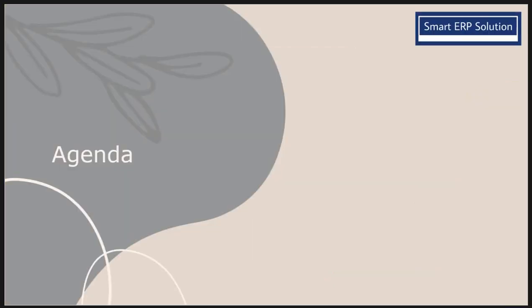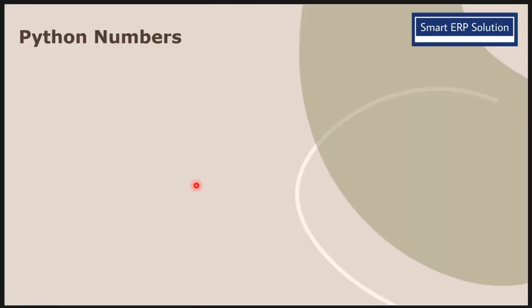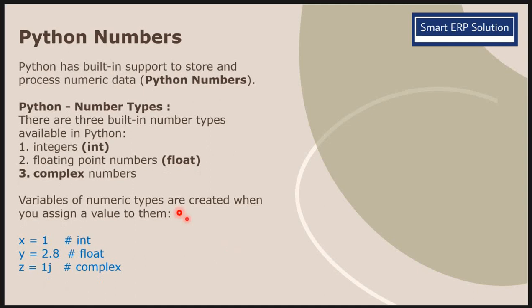Agenda. Today our learning outcome will be Python numbers. Python has built-in support to store and process numeric data. Python number types. There are three built-in number types available in Python: integer or int, floating point numbers or float, and complex numbers.